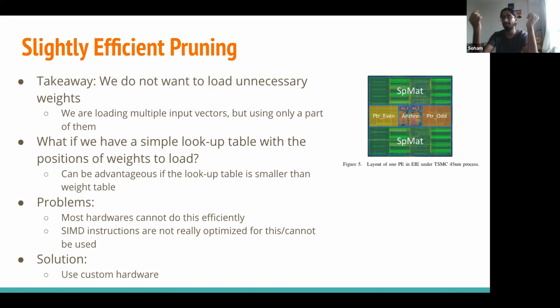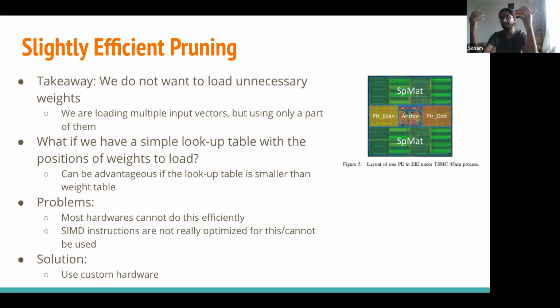So if our lookup table is actually smaller than our weight table, then we can get a lot of memory read savings, as well as memory storage. We won't have to store those weights anyway, so we can get a lot of savings in that way. And this is a standard that a lot of people are using even right now, because it tends to work really well.